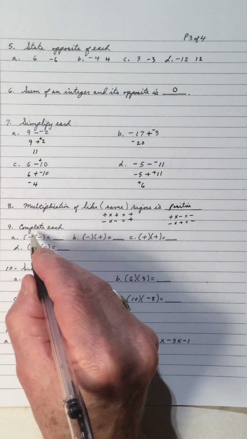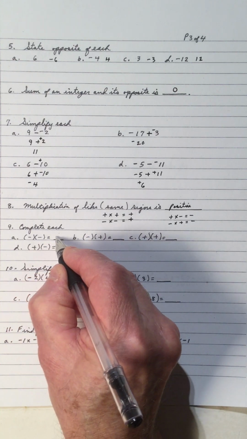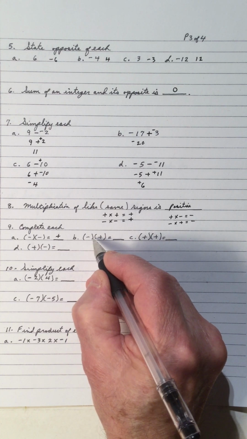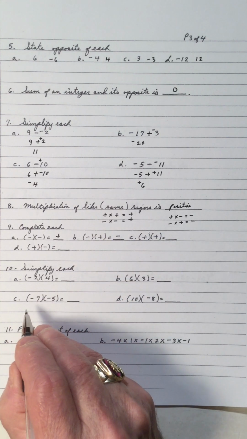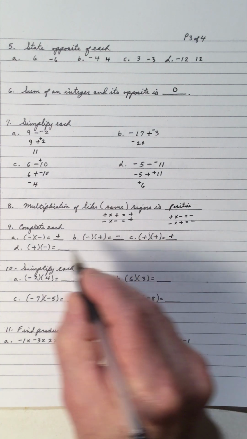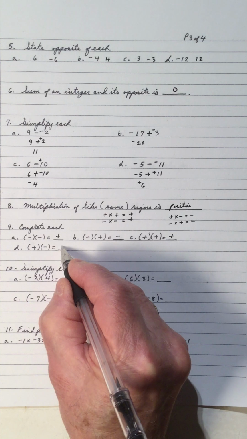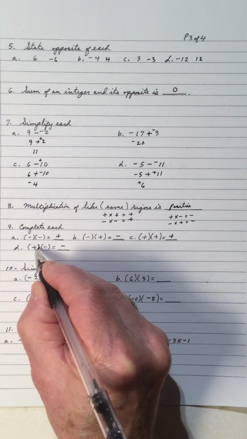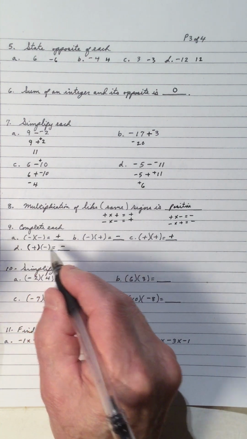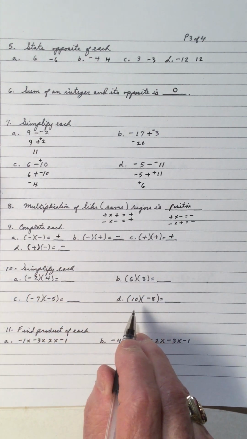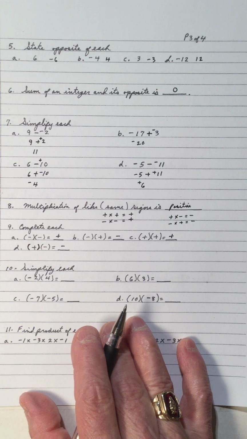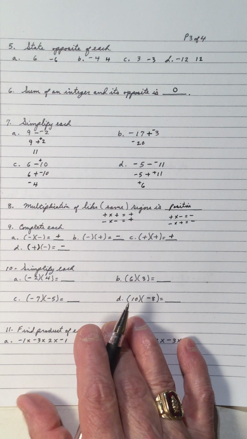So let's see. What's a negative times a negative? Positive, because they're like signs. Negative times a positive is a negative, because they're unlike signs. Positive times a positive is a positive, because they're like signs. Positive times a negative is a negative, so that bracket means you're multiplying. So you multiply positive times a negative, you're going to get a negative. So let's obey those rules. So we multiply like signs, positive, unlike signs, negative.